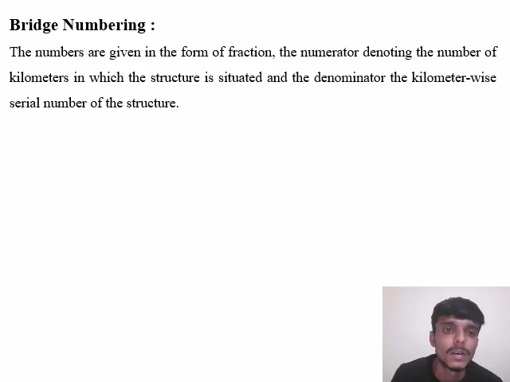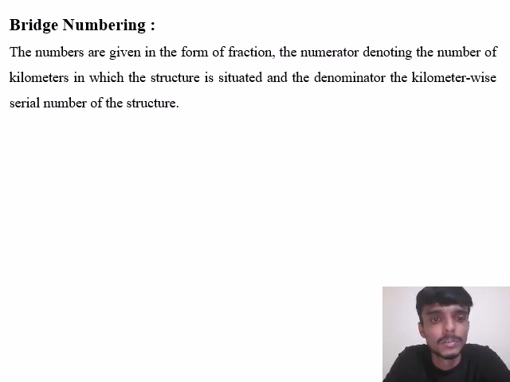Now, this is the bridge numbering. The numbers are given in the form of a fraction. The numerator denotes the number of kilometers in which the structure is situated, and the denominator the kilometer-wise serial number. Sometimes you must have seen the stones near or sideways on the road, showing some fractions like 1 by 15, 5 by 15, 4 by 15.